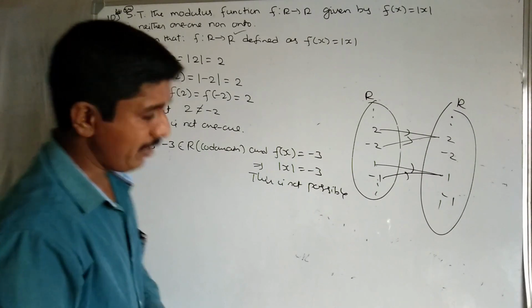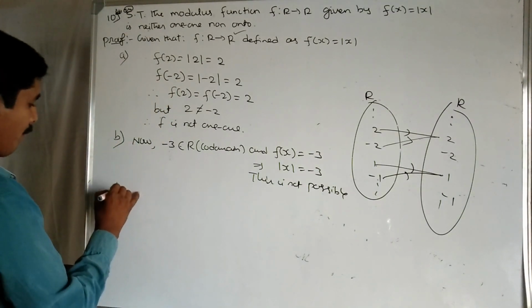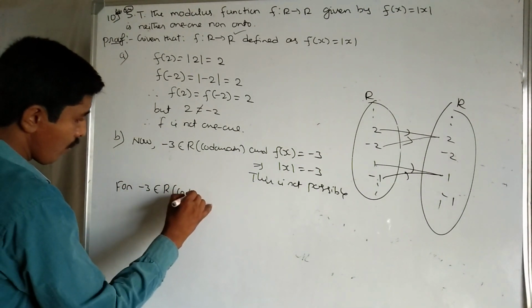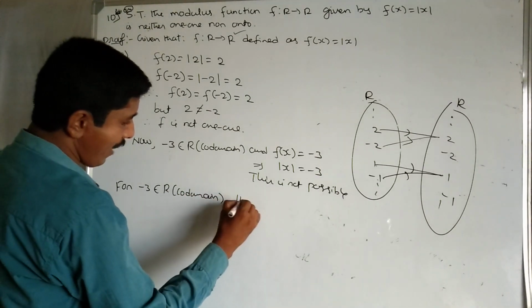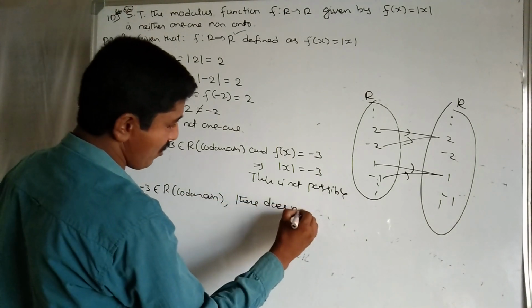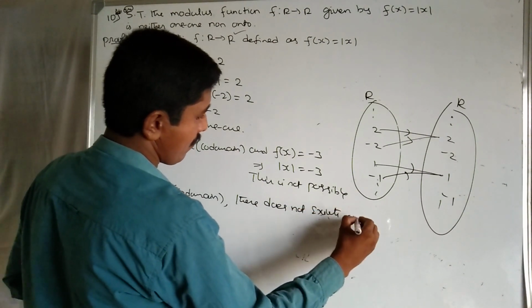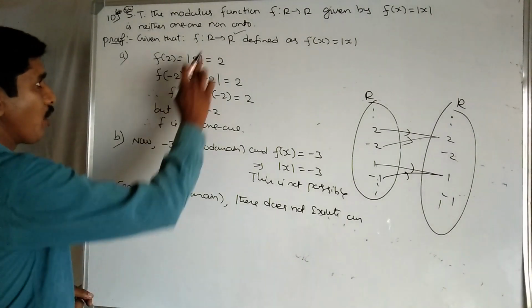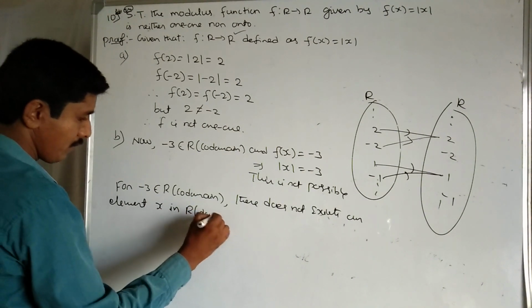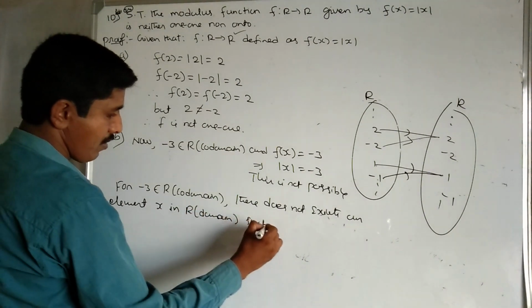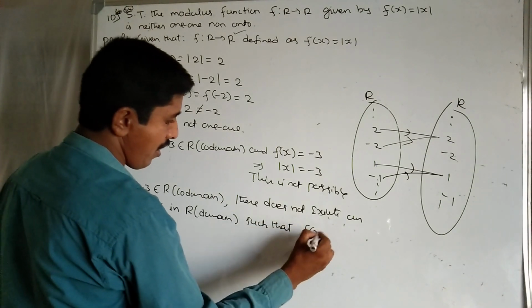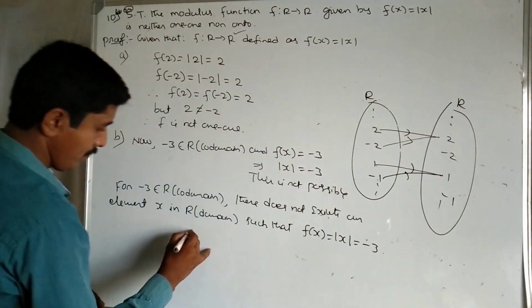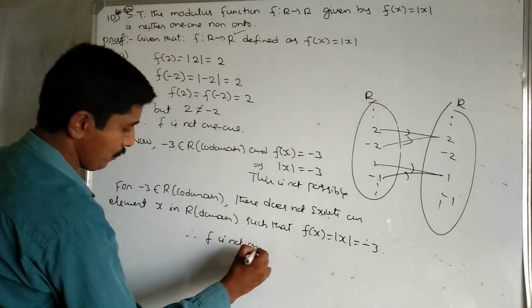This is not possible. Whatever real number x you take, you will not get the range value minus 3 because it is non-negative. Therefore, finally, for minus 3 belongs to R, the codomain, there does not exist its pre-image element, an element x in the domain. Domain is R here. Such that f of x equal to modulus of x equal to minus 3. Therefore, f is not onto.